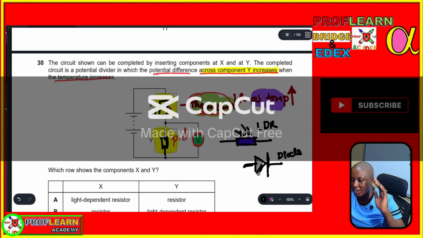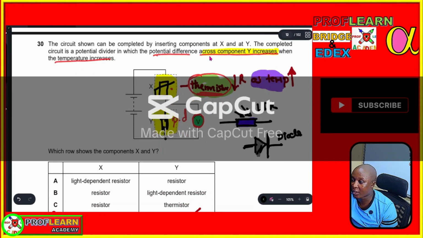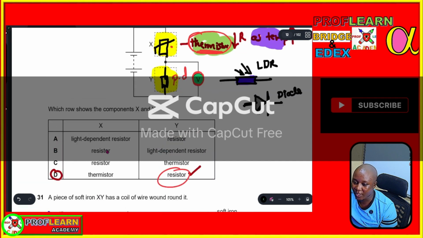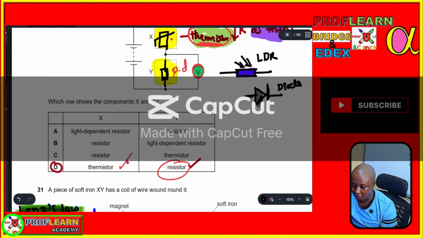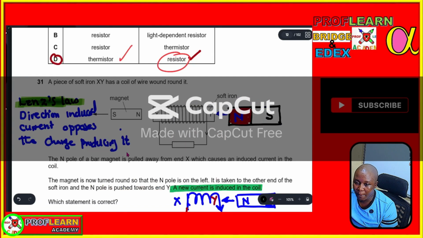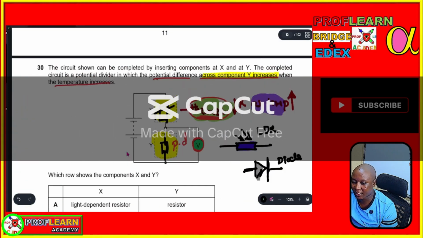So we are going to fix a thermistor here, so that when temperature increases, resistance goes down. If resistance goes down, there will be less voltage drop at this point, and therefore a larger potential drop, voltage drop, here, and that is why the potential across component Y increases. So this is a thermistor, and down here we are going to have a resistor. So for question number 30, we have answered that.